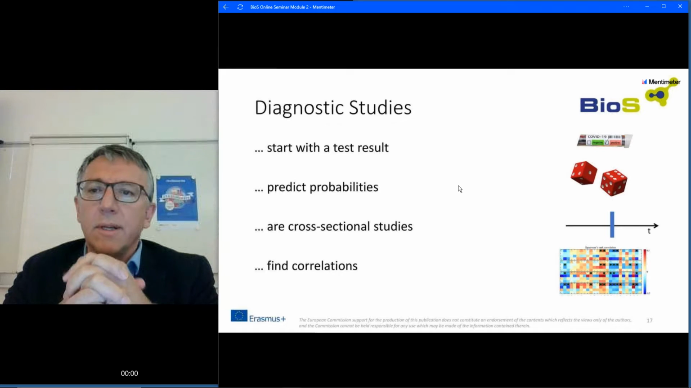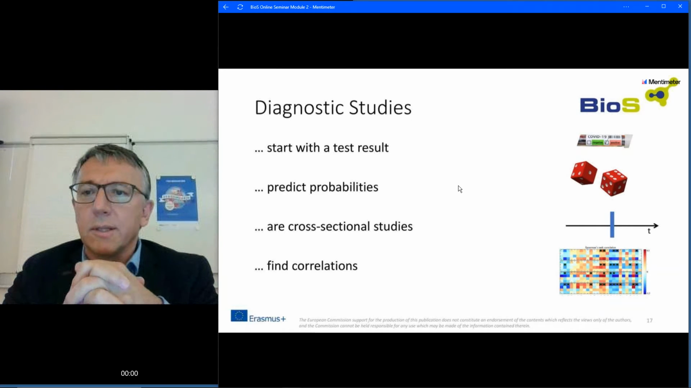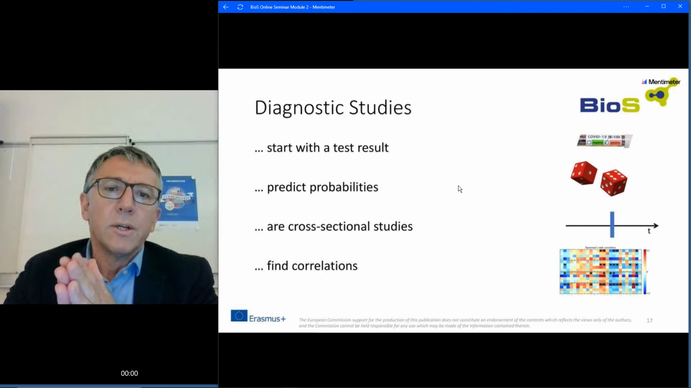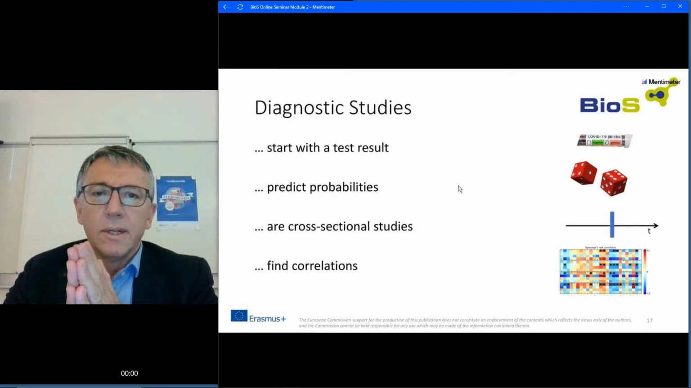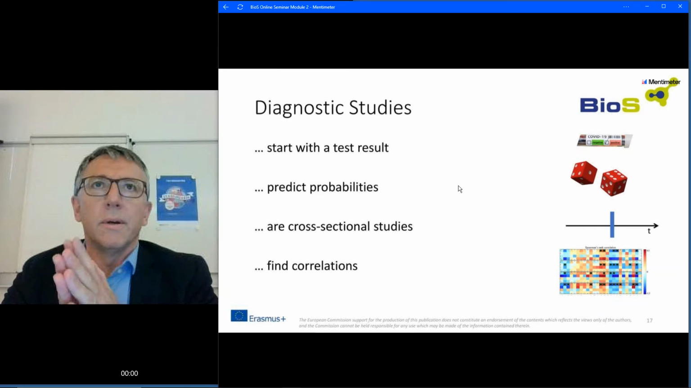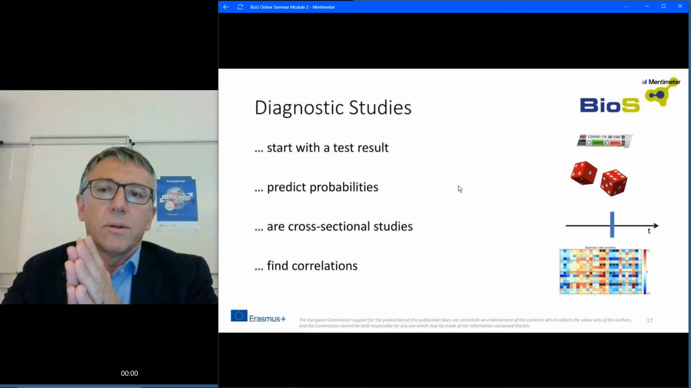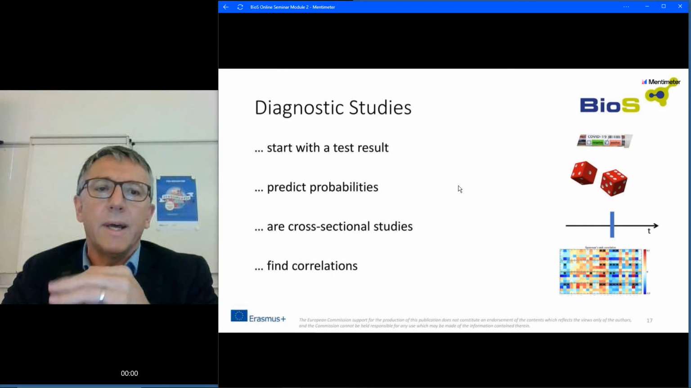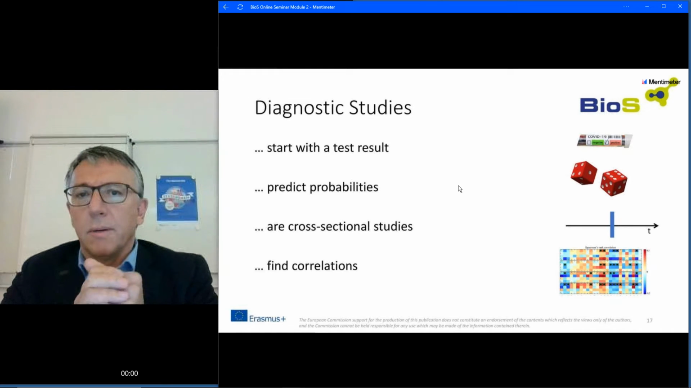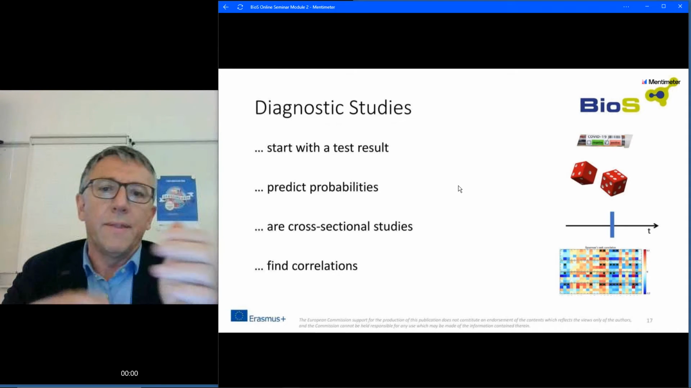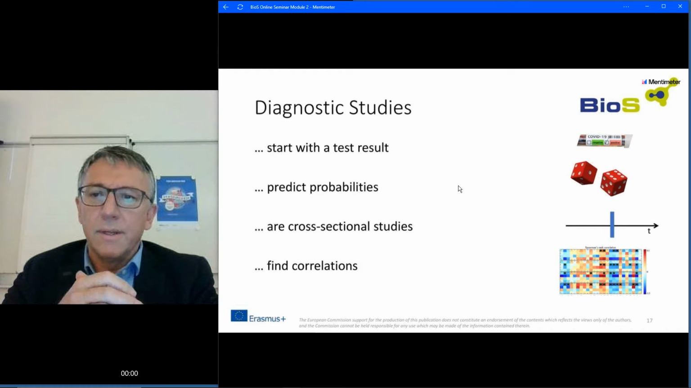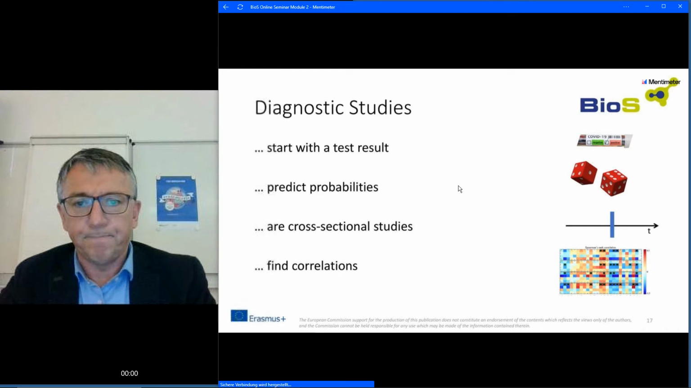And a diagnostic study is always a cross-sectional study. It's not prospective in time. It's cross-sectional at one point in time. So if you do a diagnostic study in one individual, you have a diagnostic test on an individual. If you do it on multiple individuals, it's a cross-sectional overview of that population you look at. And if you look at this in terms of a study, you can find then, for example, correlations between risk parameters and the result of the diagnostic test.